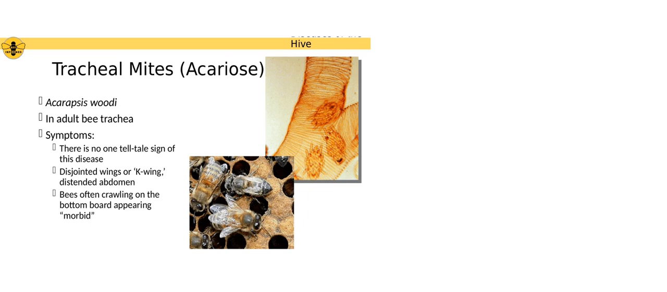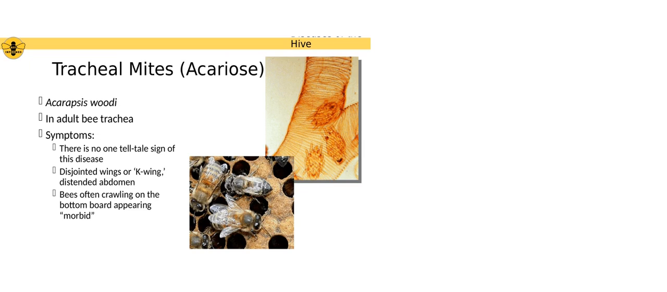So tracheal mites, this might be something you guys haven't heard of. Maybe some of you have. It's in the adult bee trachea. They're really, really little, microscopic. So some of the symptoms, there's no one telltale sign of this disease, but something that can be seen is to have K-shaped wings. So that's something I'll often look for in my inspections. Here you can see a bee with a K-shaped wing. You can also see deformed wing virus on the bee above it. But bees often crawling on the bottom board or appearing morbid can be that.